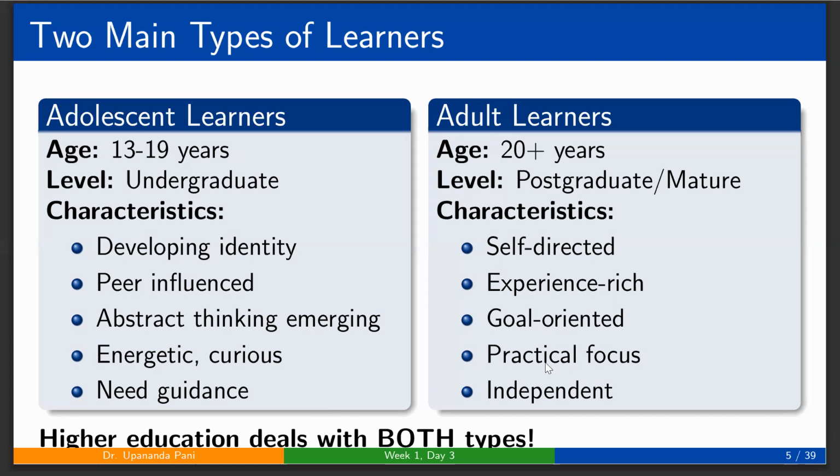The characteristics of the adolescent learners are basically developing identity. They are influenced by the peers. Abstract thinking is emerging. They are energetic and curious. They need guidance. Adult learners, basically their age is 20 plus years. They are basically postgraduate students, or they are mature students. The characteristics of adult learners are self-directed, experience-rich, they are goal-oriented, practical focus, and independent. Now, higher education deals with both this type of learners.